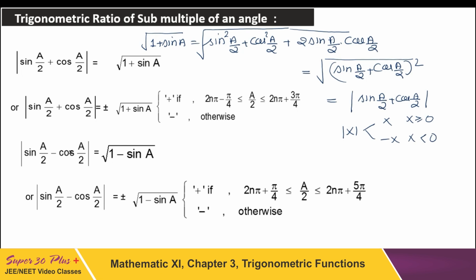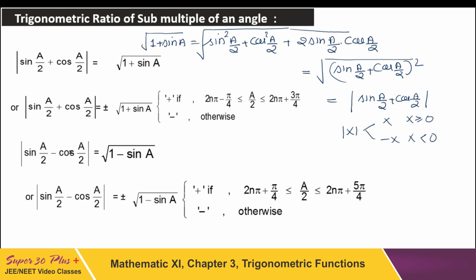If we open the mod, then it will take maybe a plus sign or a minus sign. It will depend on the value of a/2, on whether this expression is positive or negative, and this expression depends on the value of a/2. On the value of a/2, we can find the value of sin a/2 plus cos a/2, and similarly we can find the value of sin a/2 minus cos a/2, and we can decide whether the expression is positive or negative. If sin a/2 and cos a/2 are both negative, then ultimately it is negative. If sin a/2 is negative and cos a/2 is positive and sin a/2 is greater than cos a/2, then it is negative.